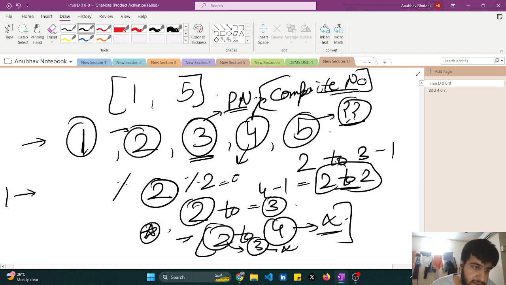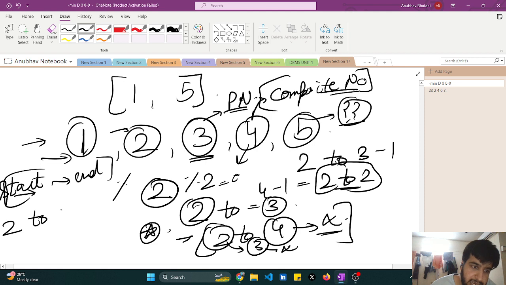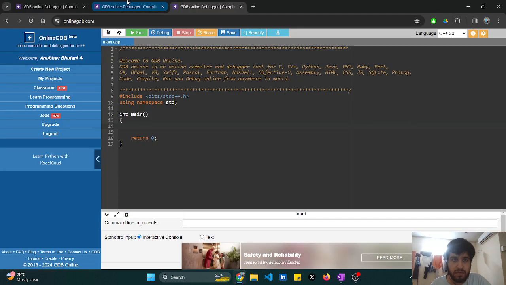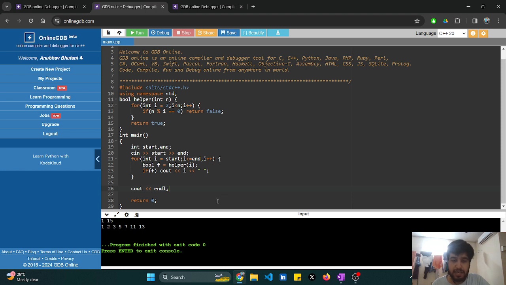I have to check for every number from starting to end whether it is prime or not. And how I can check whether it is prime or not? If it is divisible by any number from 2 to n minus 1, it is not prime. Else it is prime. So if I see the code for this, I have already written the code for this. I don't have to write this again.